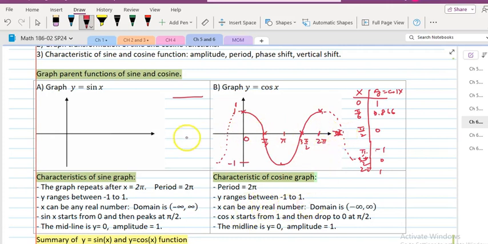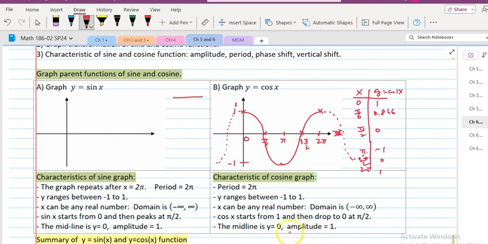So if you have long enough the x-axis, you can have this cosine function going up and down, up and down. So the domain is negative infinity to infinity. Cosine start from 1, then drop to 0 at pi over 2. The midline is y equal to 0.